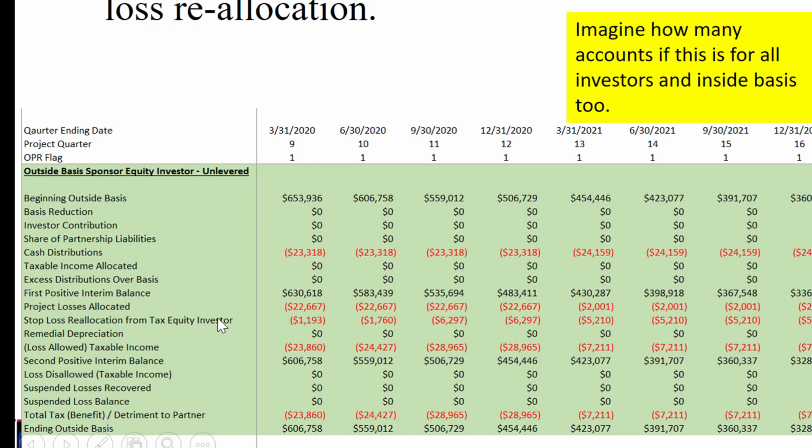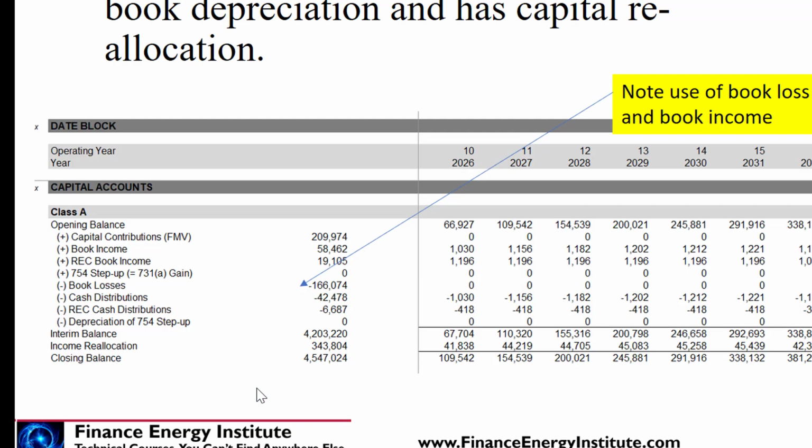Stop loss reallocation from tax equity investor. Now, that's a confusing one. I'll get back to that. Loss allowed, and then the suspended loss. That is the key. Suspended loss is the key. If you have a suspended loss, that means you do not get to use all the tax benefit. That's the only thing in this whole thing so far that really affects cash flow.